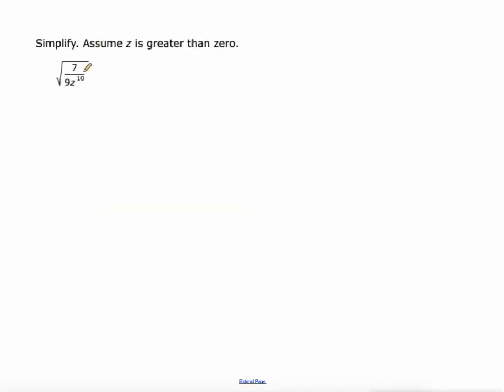This one looks bad, but it's really not that big a deal because the denominator is a perfect square. So let's make it square root of 7 on top, which cannot be simplified because 7 is a prime number. It doesn't have any perfect square factors. In the denominator, the square root of 9 is 3, and the square root of z to the 10th is z to the 5th. z to the 5th times z to the 5th is z to the 10th because 5 plus 5 is 10. So square root of 7 over 3z to the 5th.